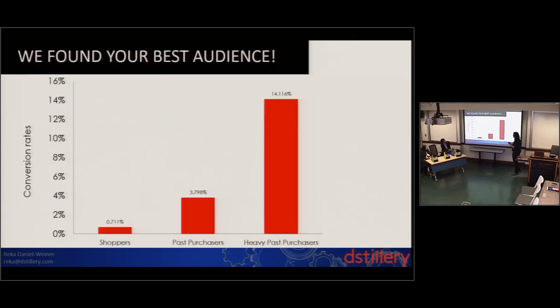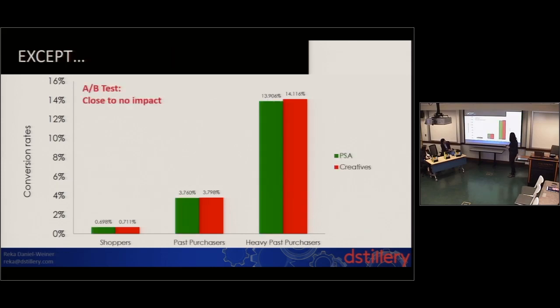The other thing is here we have a plot of conversion rates, and we're being asked to show ads to the best audience, and I found the best audience, it's heavy past purchasers. If I show an ad to any of these guys, there's only one problem. If you also show them a PSA, which is a public service announcement, please donate money to breast cancer, it's still the same guys that are going to buy. So in the end, you might have lost some of your money that you were spending on ads, even though we showed ads to the people who ended up buying.